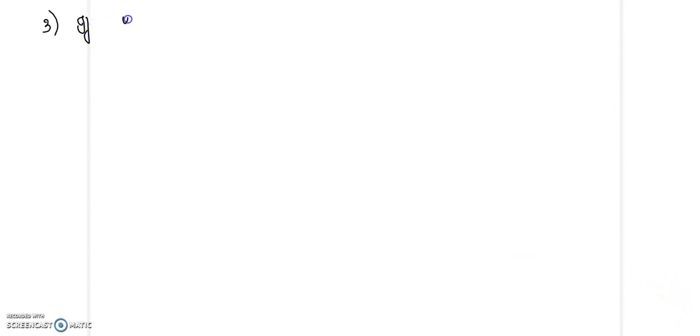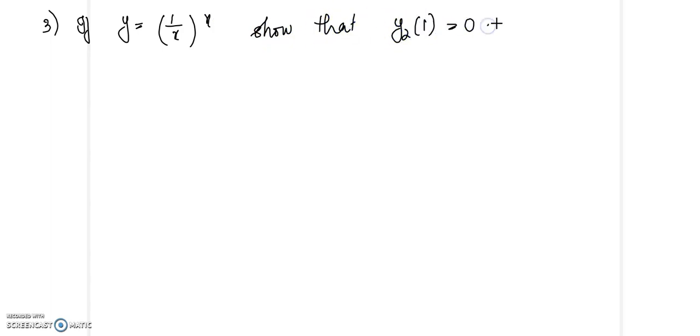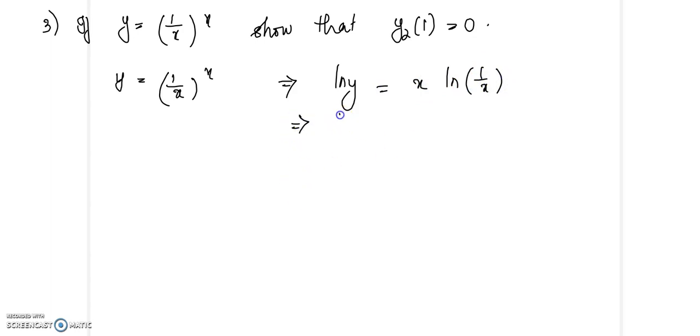Next problem is, if y is equal to (1 by x) whole power x, then show that y2 of 1 is equal to 0. So you are given y equal to (1 by x) whole power x. So taking log on both sides, you will get log y equal to x log of 1 by x. So that is log y equal to x into (log 1, which is 0, minus log x).